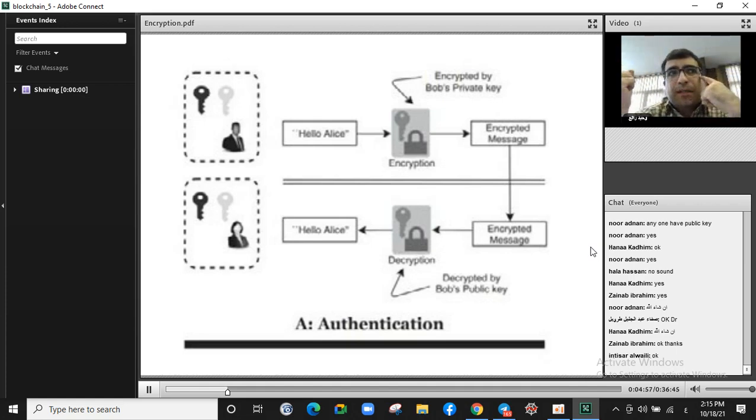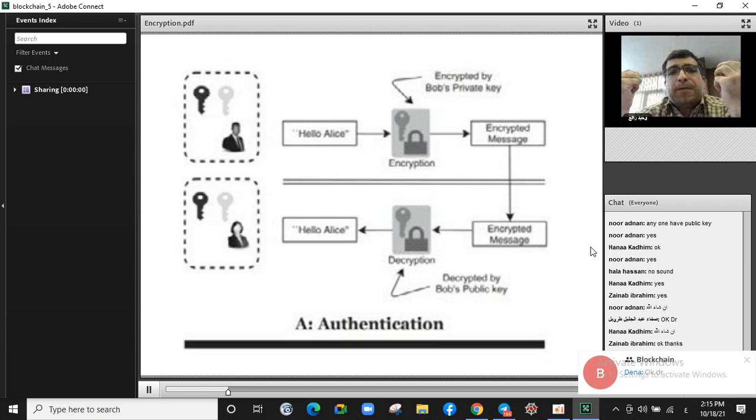It's not important that others know what the message is, because others can decrypt the message by Bob's public key. As I said, everybody knows what is Bob's public key. Okay, but this is called digital signature.